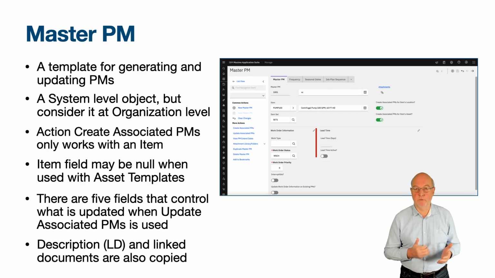There are 2 other fields in the adjacent lead time section, which are also copied when the Update Work Order Information on Existing PMs is set. You need to set the lead time active field first before being able to set the lead time in days value.